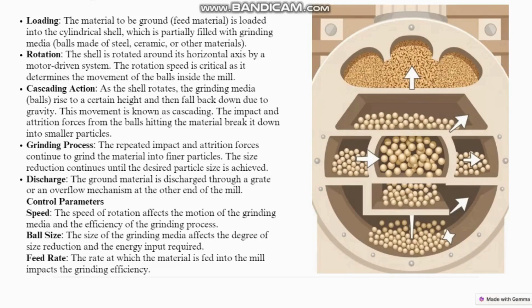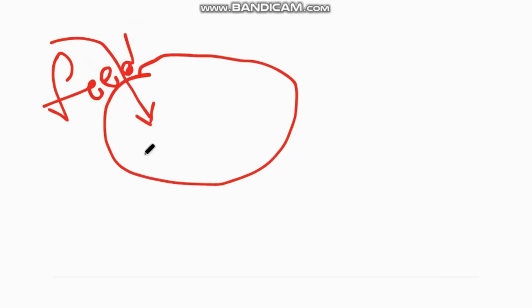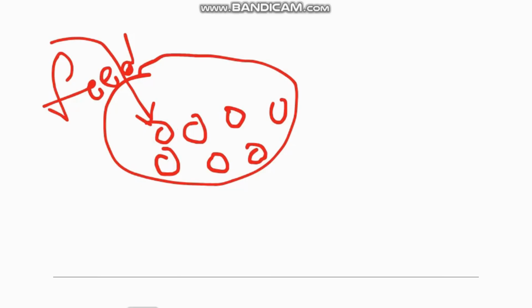Now the working process, how the ball mill is going to work. Here the first step is loading. In the loading, the material which is subjected to the grinding process is loaded in the cylindrical shell, which is partially filled with the grinding media, that is balls or stainless steel. Suppose this is the cylindrical shell in which the sample or the feed is introduced, and it is partially filled with the stainless steel balls. So these stainless steel balls will cause the grinding process, and are also called grinding media.